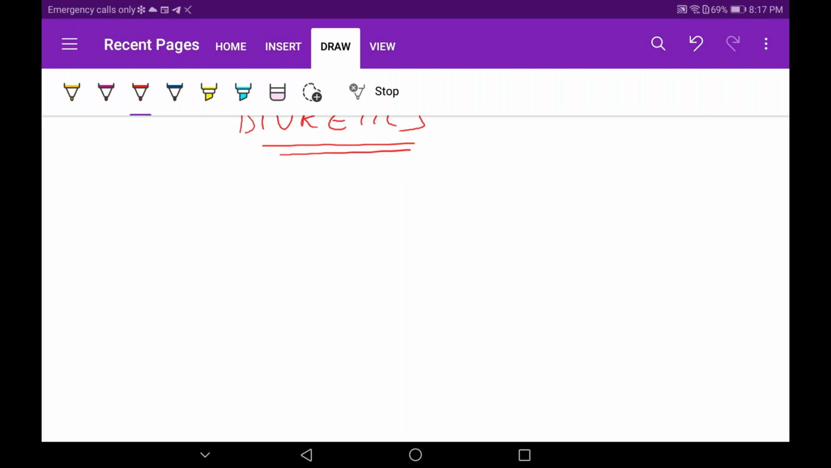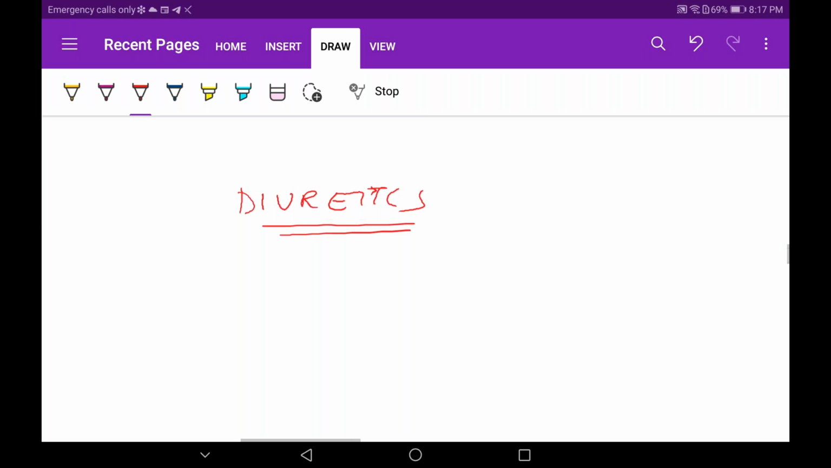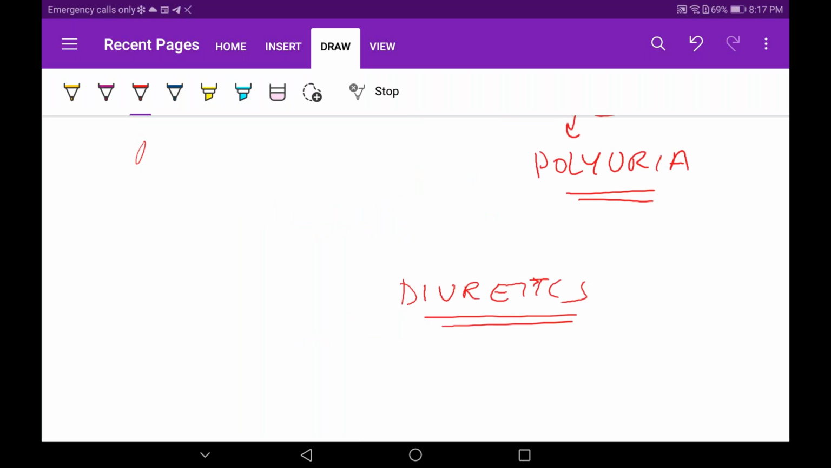Okay, so now, in normal people who drink more water, ADH is not secreted at all? No, why will it not be secreted at all? It's not diabetes mellitus, it's diabetes insipidus. And in diabetes mellitus, you get increased urination due to increased glucose in your blood and increased osmolality of your blood.